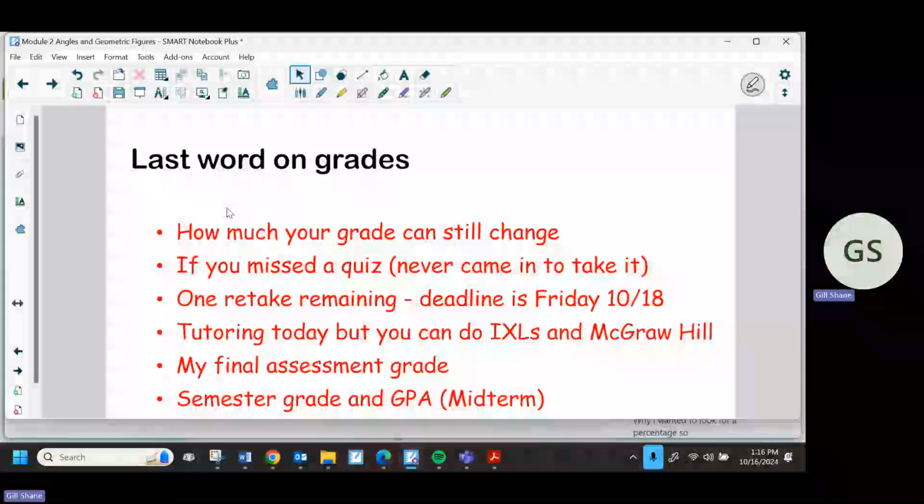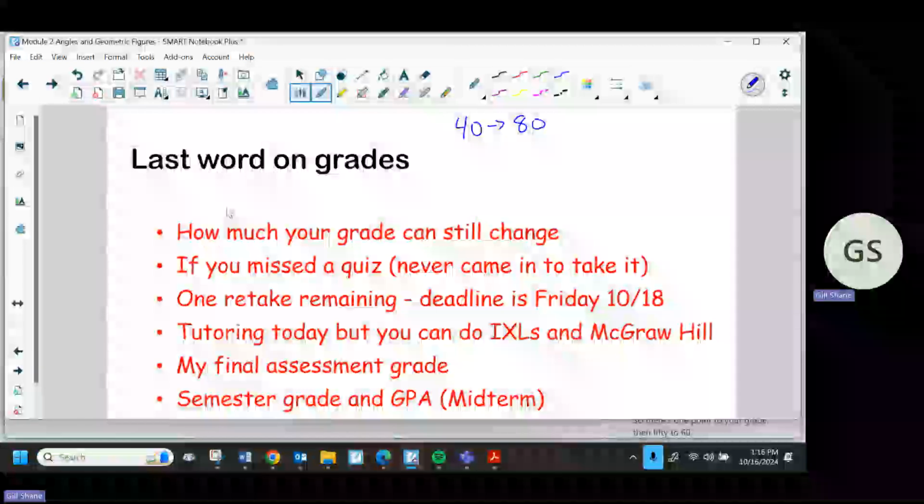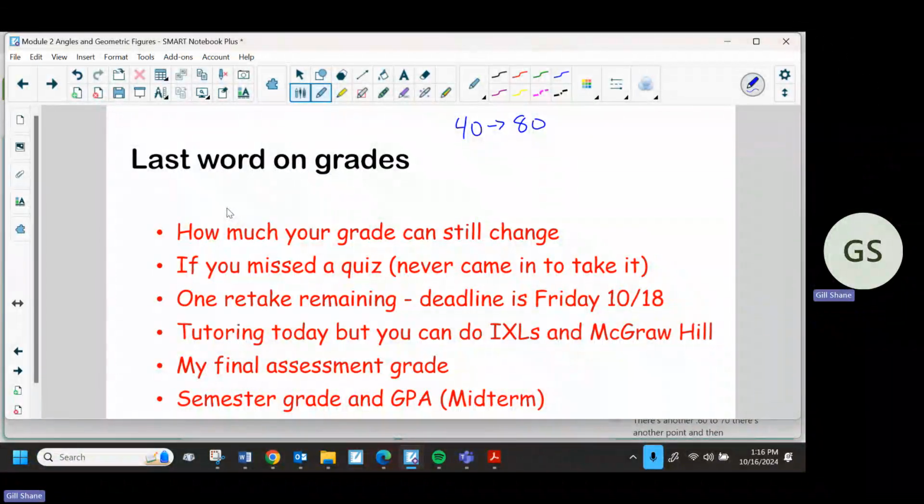So specifically, as an example, let's say you had a 40 on the original quiz, the 3D surface area and volume quiz, and you retake it and you go to an 80. So 40 to 50 is 10%, so there's 1 point to your grade. Then 50 to 60, there's another point. 60 to 70, another point. And then 70 to 80, which is what you got. So that'd be a 4-point increase because you went up 40%. Divide that by 10, you get 4.